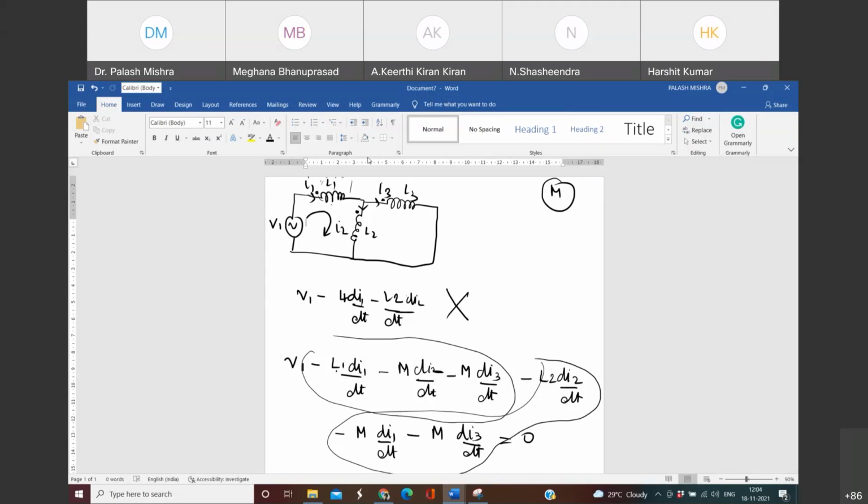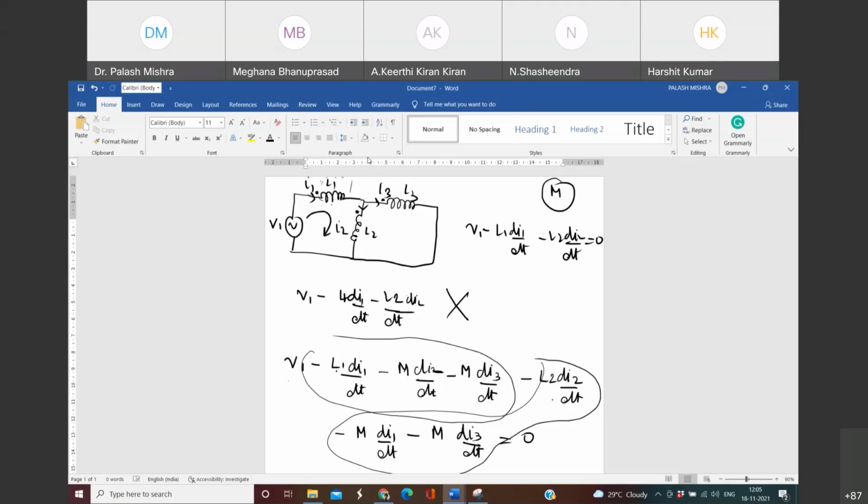See, if these three circuits were not mutually coupled, then the equation would have been V1 minus L1 di1 by dt minus L2 di2 by dt. The equation would have been simple, something like this. Is this clear? If these three circuits are mutually uncoupled, right?